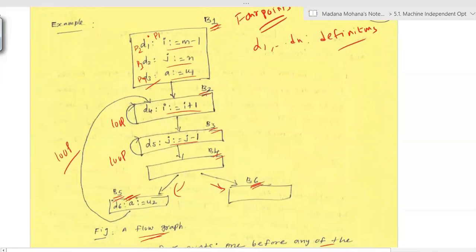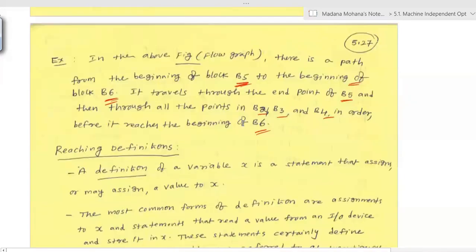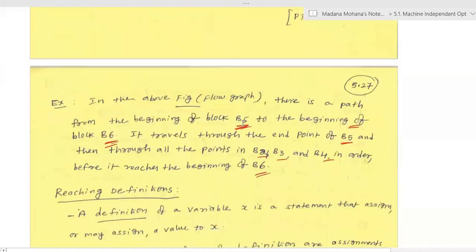So beginning of B5, before beginning of B6, it traverses all the nodes in B2, B3, B4. Because from B5, you have the path: loop B5 to B2, then B3, then B4. After traversing all this, the beginning of the next one is the beginning of B6. Like that, that can be considered as one path. Like that, all possible paths you have to define.